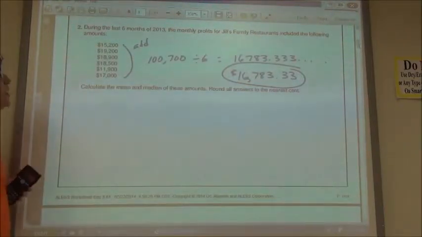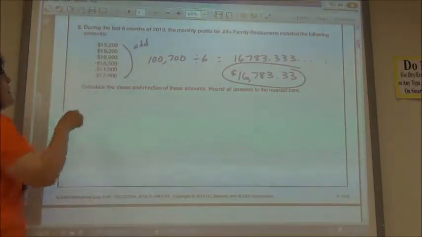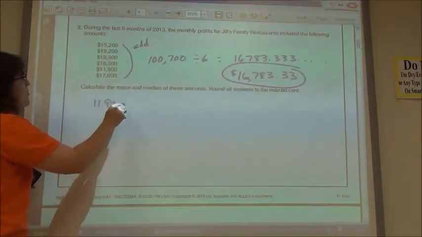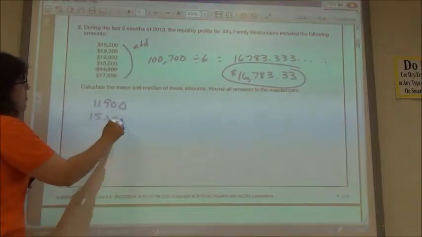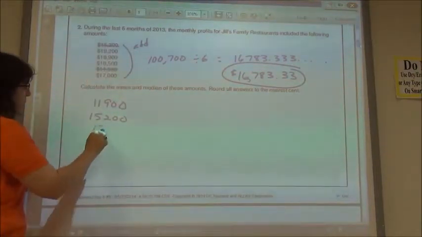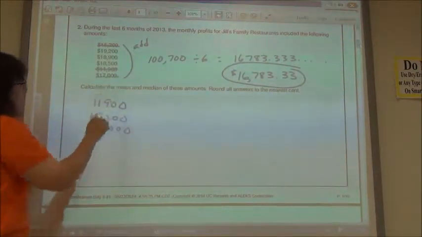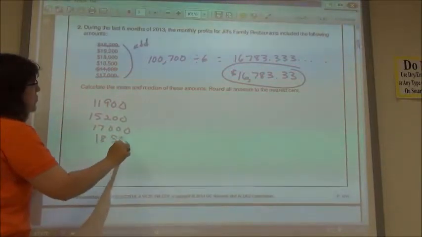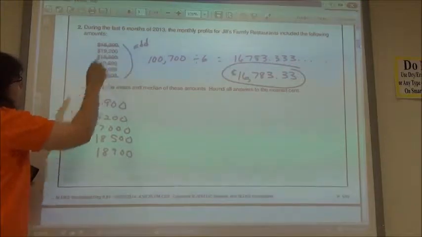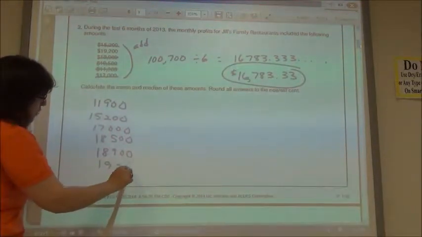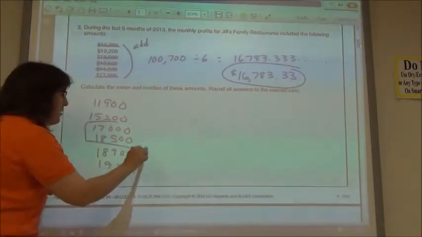Calculating the median, where's the middle value? So I have to put them in order. 11,900 is the smallest. Then I have 15,200, 17,000, 18,500, 18,900, and 19,200. So these two are in the middle.